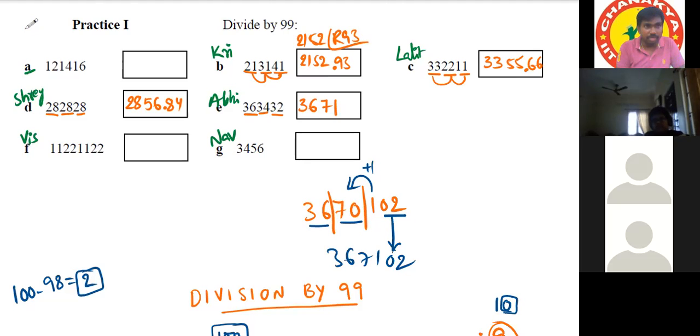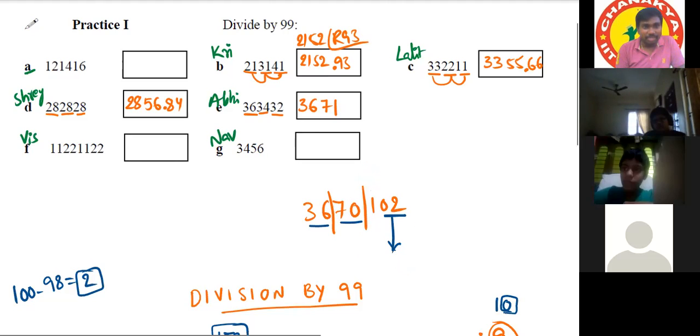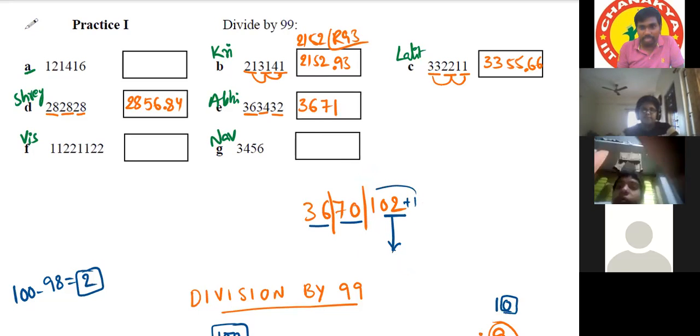And next one more thing here. We forgot one more thing here. What is that thing? Anybody? In 102, how many times will 99 go? Plus 1, sir. Yeah, plus 1. After doing plus 1 only, we have to balance.